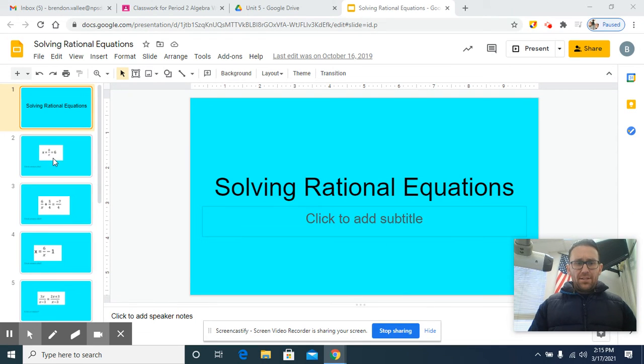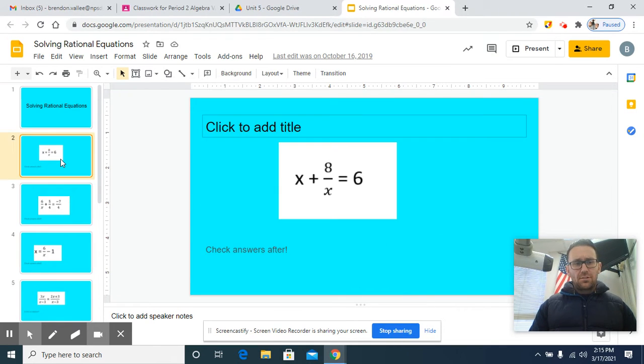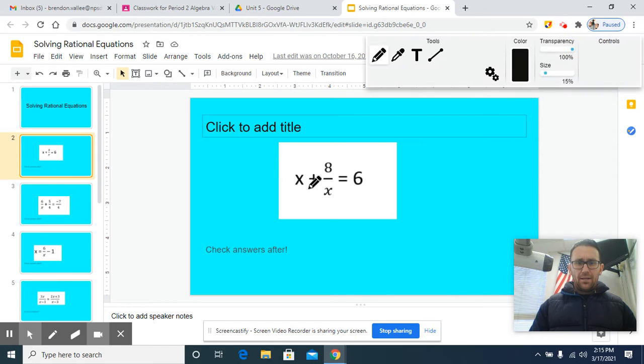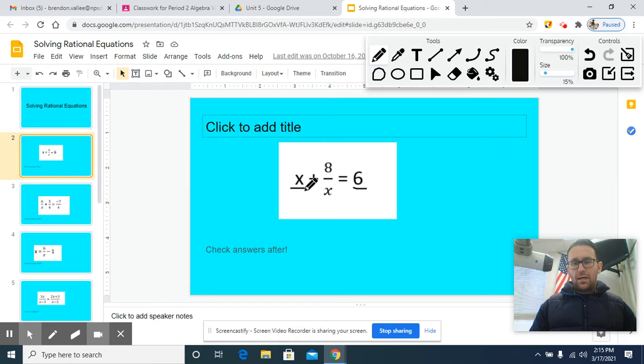Okay, same idea as rational expressions. You want to have a common denominator, okay? So these two don't have a denominator, so we have to make them a denominator. But equations are a lot easier because the common denominator would be x. So all you gotta do is just multiply everything by x.